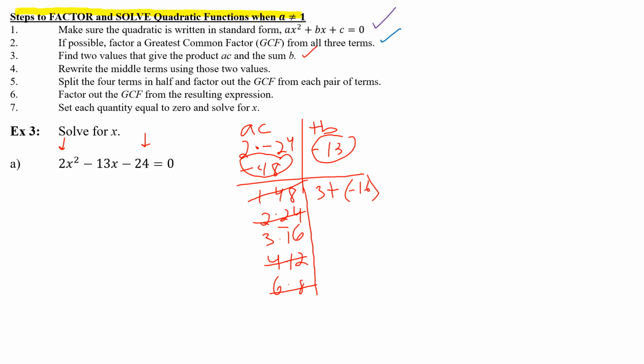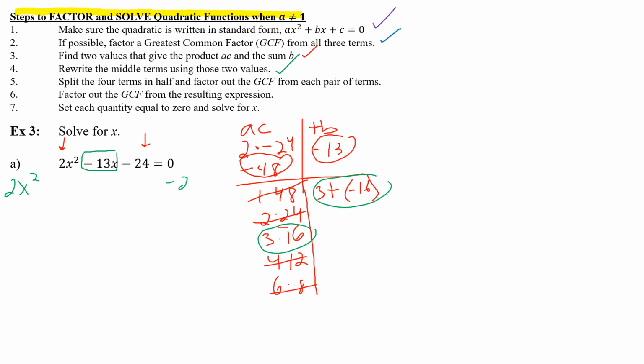Now, number 4 says, rewrite the middle term using those two values. So we want to rewrite minus 13x using the numbers 3 and negative 16. So I'm going to bring down the first term, 2x squared. That's not going to change.